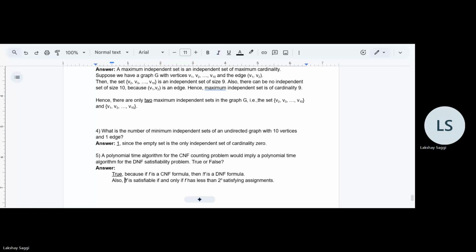Previously, what was discussed in the lecture was that F is satisfiable if and only if not of F has less than 2 to the n satisfying assignments. But actually the reverse is also true: not of F is satisfiable if and only if F has less than 2 to the n satisfying assignments. This is because you can just swap F with not of F and the claim will still remain true. And also, if F is a CNF formula, then not of F is a DNF formula.